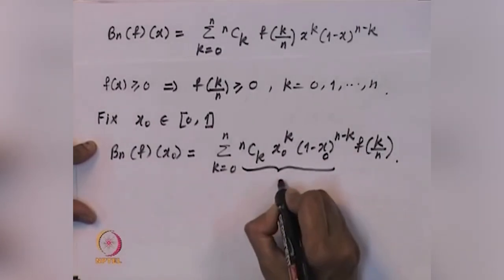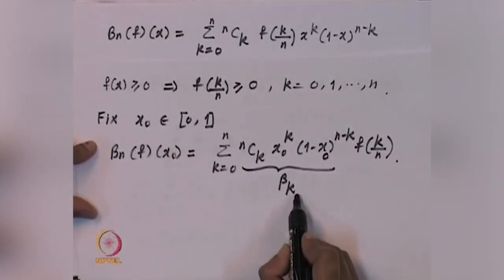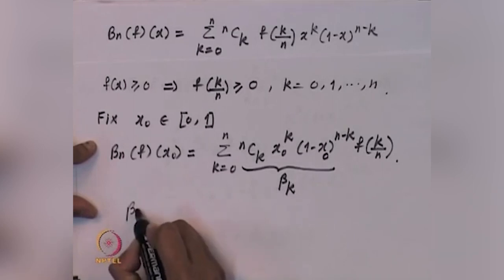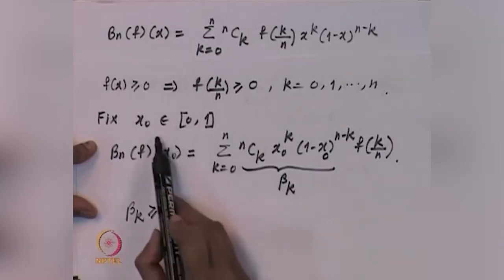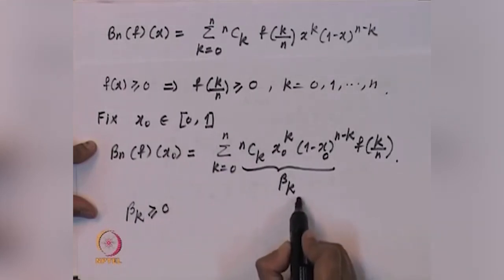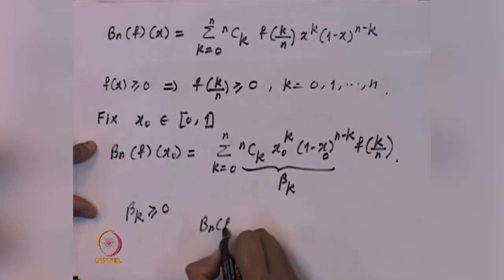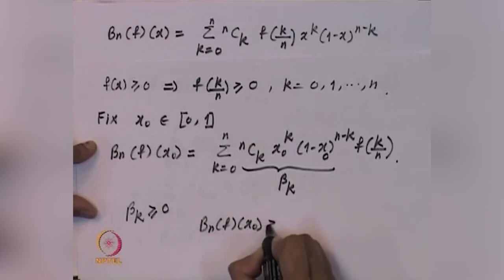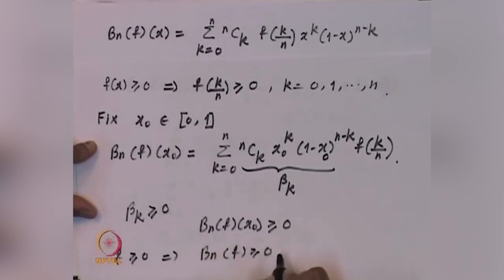This coefficient is a constant, since I am fixing x 0, so let me call it beta k. This beta k is going to be bigger than or equal to 0, because our x 0 is in the interval 0 to 1. If beta k is bigger than or equal to 0, then our b n f at x 0 is going to be bigger than or equal to 0, and thus f bigger than or equal to 0 implies b n f is bigger than or equal to 0.